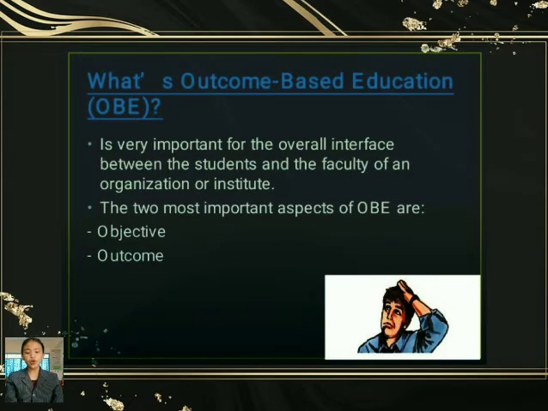There are two most important aspects of outcome-based education: the objective and the outcome. Just like any other mechanism, OBE works on providing the input and expecting the resultant output. Here, objective is the input and outcome is the output. To understand objective and outcome on a broader perspective, assume objective as the faculty's input and outcome as the students' output.